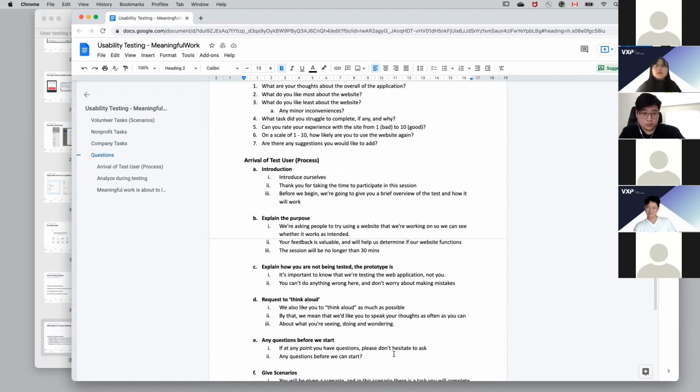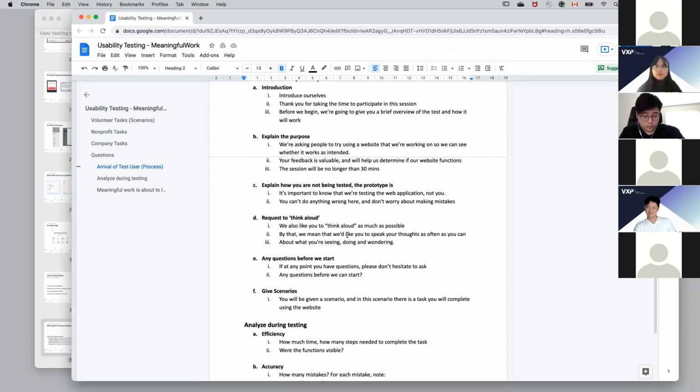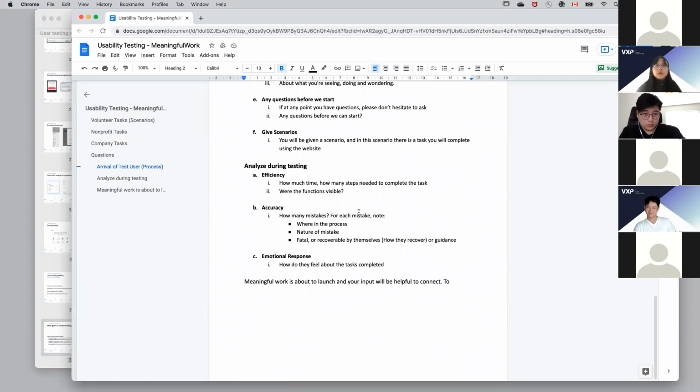And so for here, the process, you will have an introduction and what you do during the introduction. And you will move on to explain the purpose, establish the trust and communication between the participants. And then, of course, you will always have to explain that the participant is not being tested. The only thing being tested is the prototype. So this is what a procedure would typically look like.